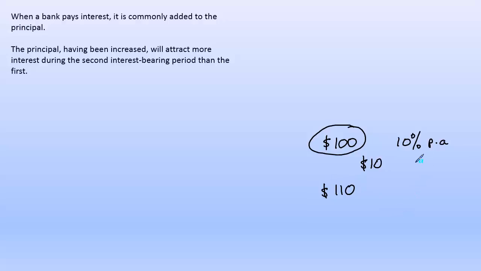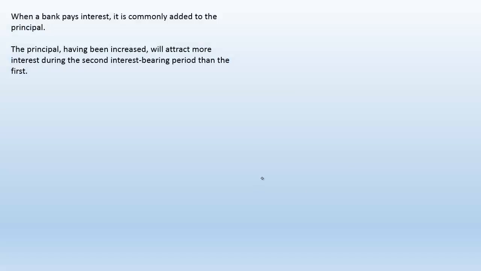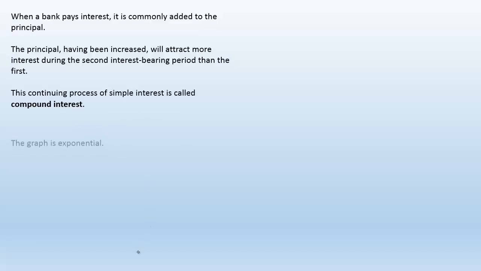So in the second year when you get your 10%, it's actually going to be $11. So with compound interest, you get interest on the principal and on any previously earned interest. This continuing process of adding interest is called compound interest.